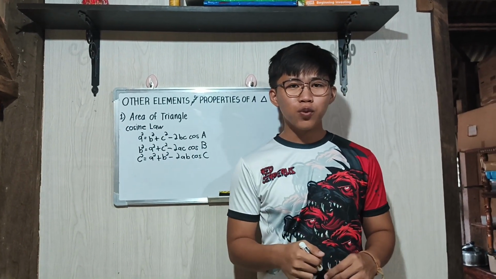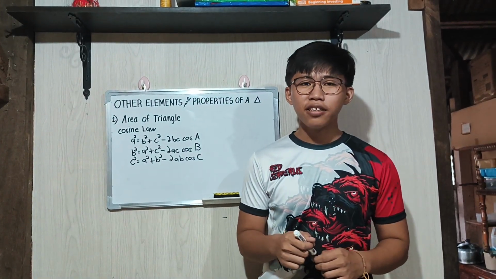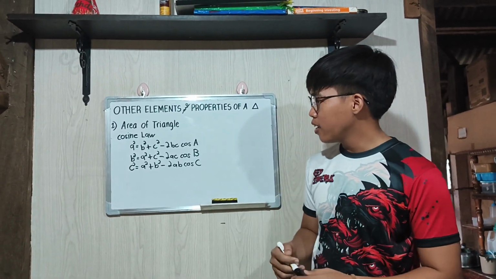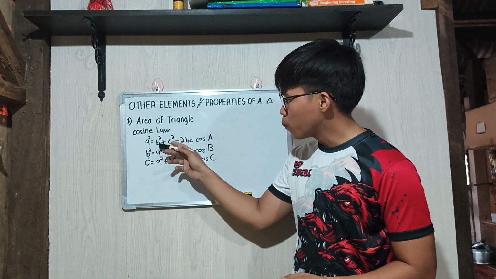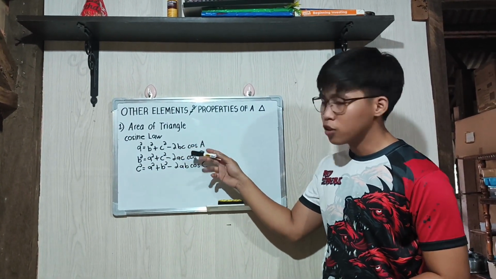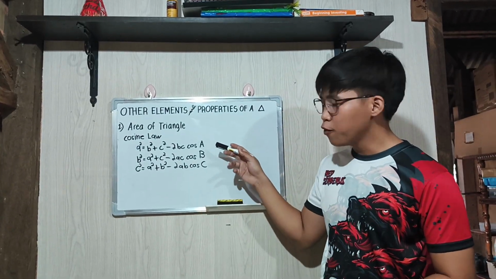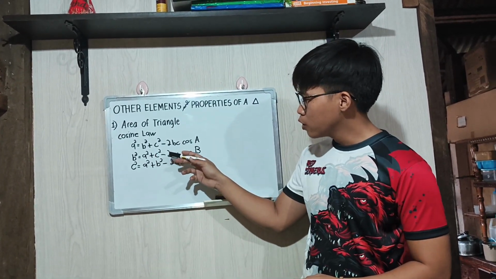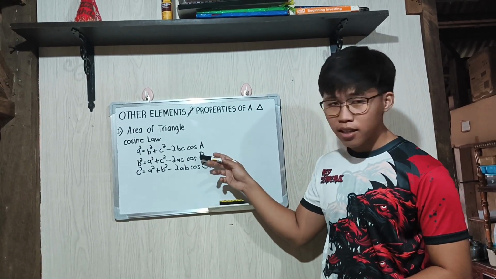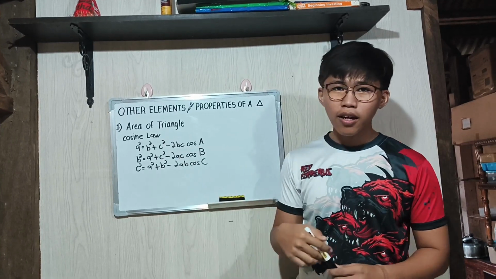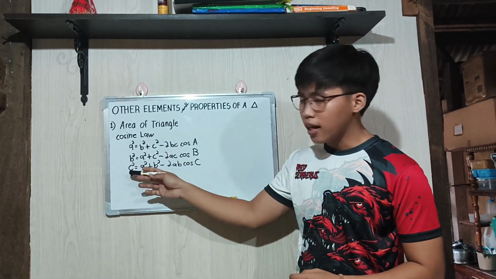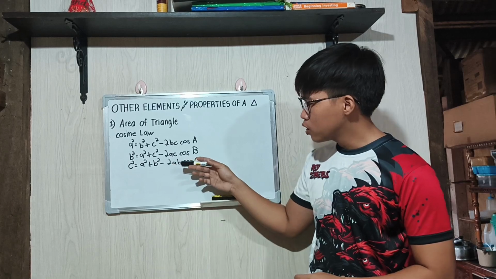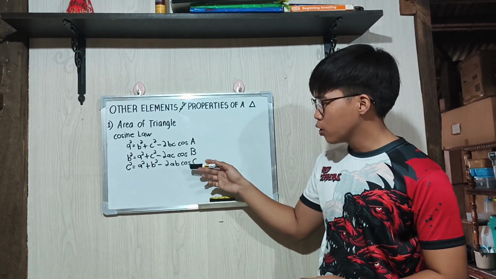Under the condition of Heron's formula, given three sides, you can use the cosine law with these three formulas. If you're finding A, you can use A squared is equal to B squared plus C squared minus 2BC cos angle A. Then if you're finding angle B, you can use B squared is equal to A squared plus C squared minus 2AC cos angle B. If you're finding angle C, you can use this last formula: C squared is equal to A squared plus B squared minus 2AB times cos angle C.